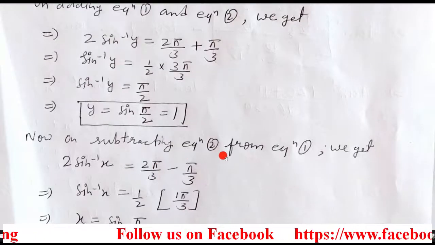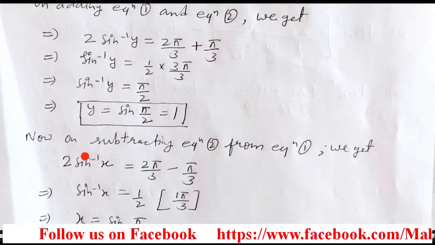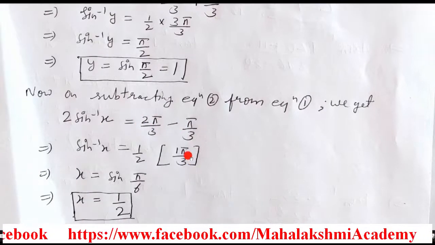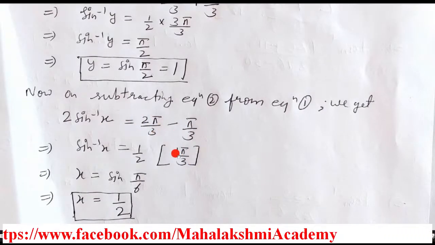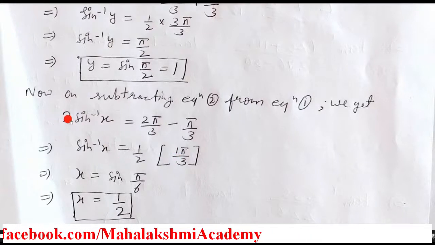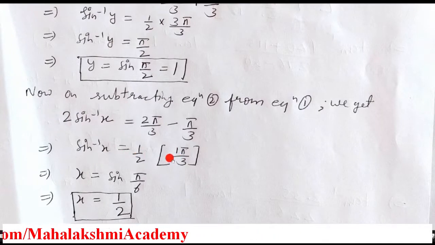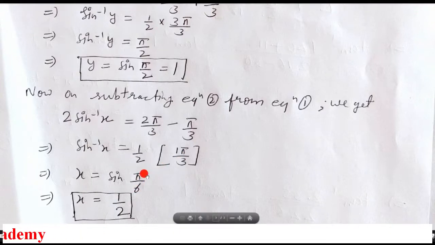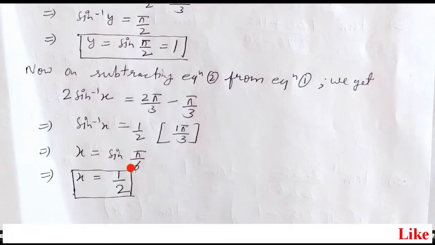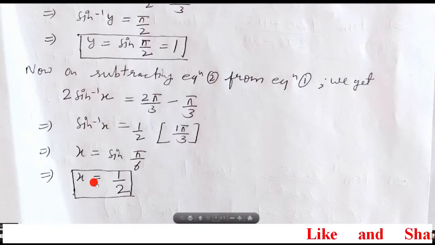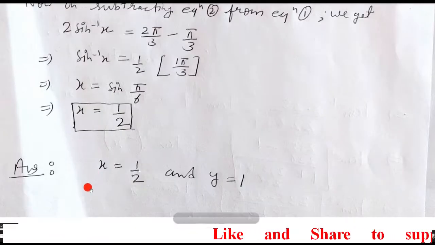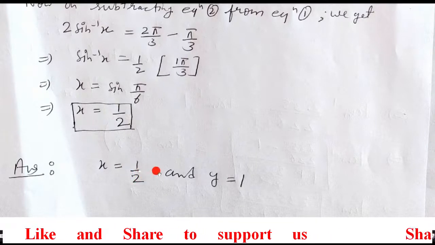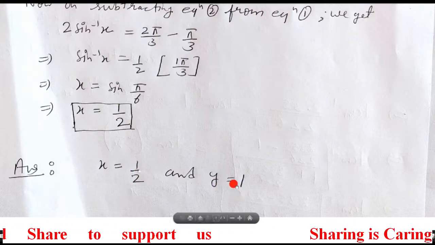So subtracting equation 2 from equation 1 will give us 2 sin inverse x is equal to, and on the right side we subtract. After subtracting and after taking LCM, we will get here pi upon 3. This 2 is in multiply, so it will go in divide. So that will give us pi upon 6. Pi upon 6 means 30 degrees, and you know sin 30 degrees is 1 by 2. So that is the value of x. Hence the values of x and y which we obtained are x is equal to 1 upon 2 and y is equal to 1. Thank you.